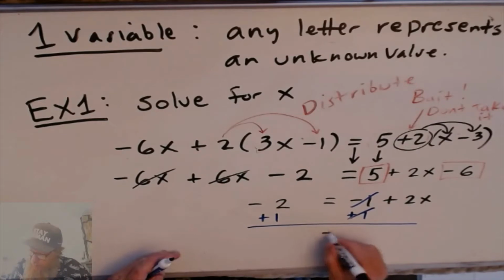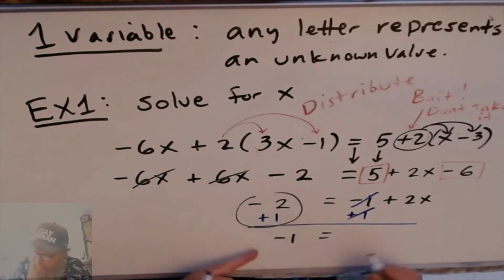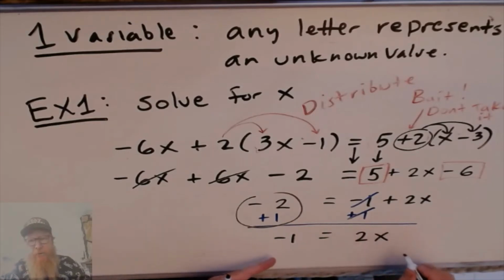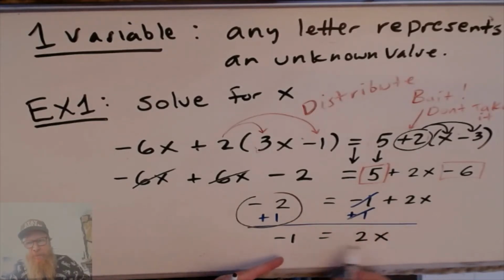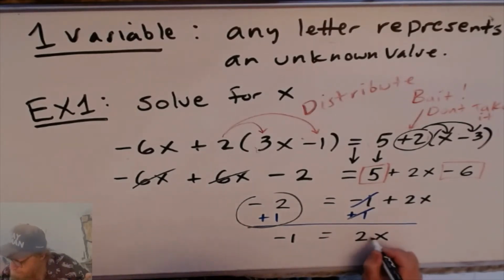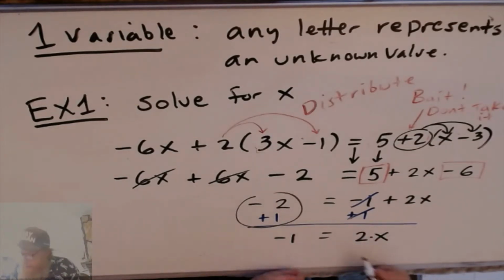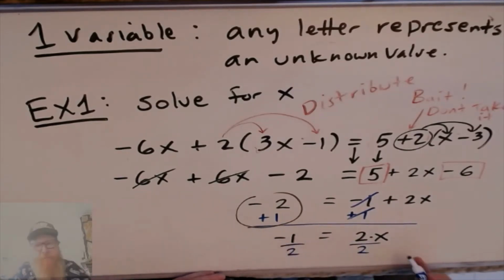Bring your equal sign down. Negative 2 plus 1 is negative 1 equals 2x. Now I need to isolate the x. I want the x to be alone, isolated. So this really means 2 times x. That's what it means, 2 times x. So to isolate, I'm going to divide by 2. And then 2 divided by 2 is now 1x.